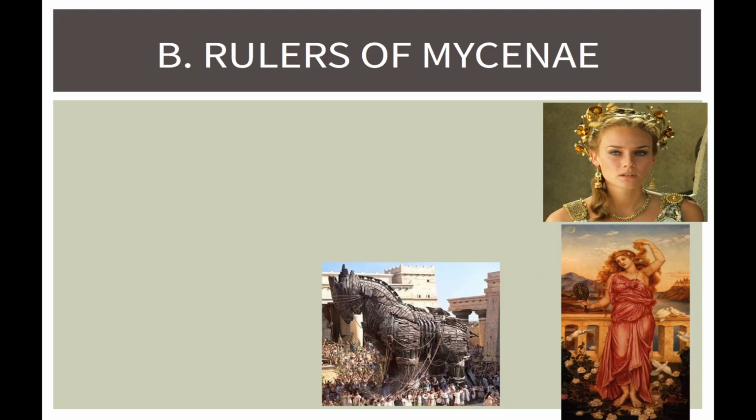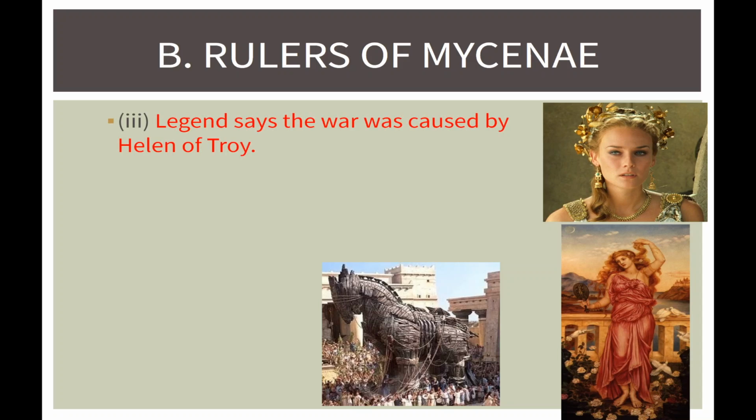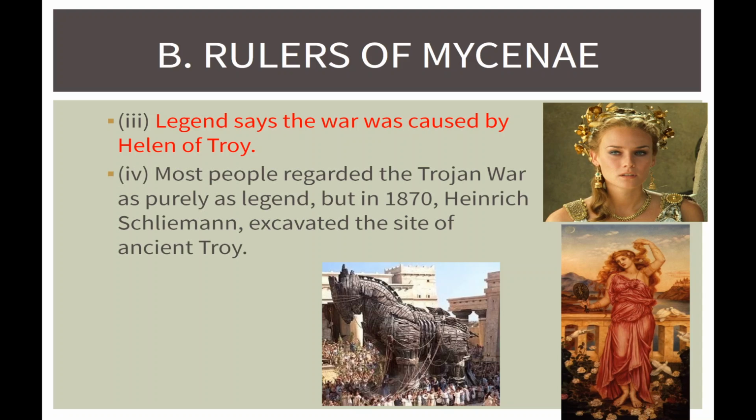And this is a big deal because this teaches us something about literature and how important literature can be to history. So let's talk a little bit more about that. The legend is that this was all caused over a woman named Helen. Helen was supposed to be one of the most beautiful women in the world. She was a Greek, and she was taken by the Trojans.